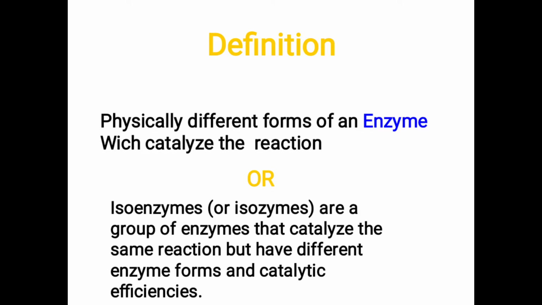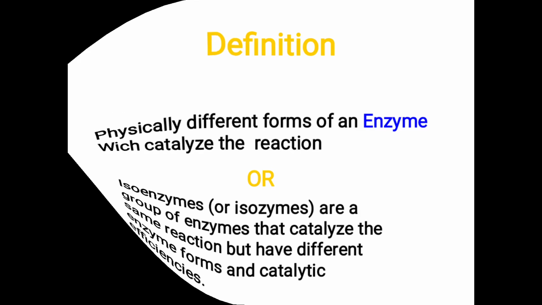The definition is: physically different forms of an enzyme which catalyze the same reaction. Isoenzyme is nothing but a group of enzymes that catalyze the same reaction but have different forms of enzymes with catalytic efficiency.